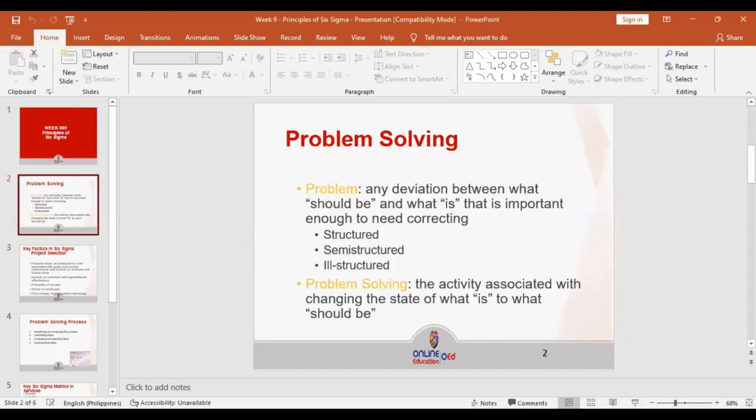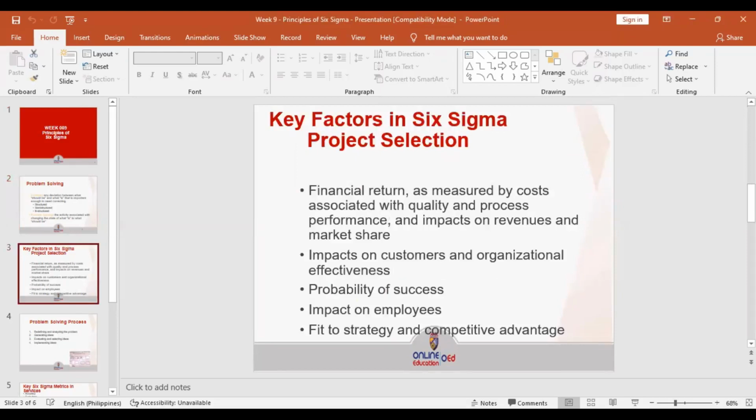Okay, so of course in Six Sigma, there's always a problem, and the problem must be solved. The problem talks about the deviation or the issues that we need to correct. The problem must be corrected in a structured, semi-structured, or fully structured way. And problem solving is an activity on how the problem is to be solved and how the problem makes a solution. Okay. So what are those factors of Six Sigma for project selection?